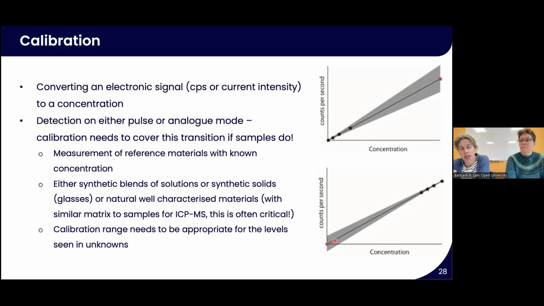Sometimes calibrating can be a bit of an iterative process. If you really don't know what it is that you're looking at, sometimes you have to do an initial pass and think about where your unknowns sit in relation to the calibration. And it might be that you have to rerun with a different calibration that more appropriately fits the range of the unknowns that you've got.